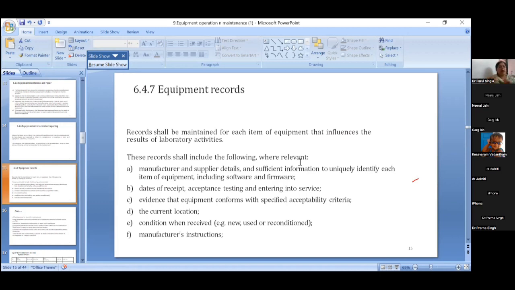It is in the main lab or in the emergency lab. Conditions when received: it is a new instrument, a reconditioned equipment, or a used equipment. It should be clear. Usually all these things are written on your purchase order. Then manufacturer instructions, the do's and don'ts, or any specific instructions for use of equipment or a simple workflow.